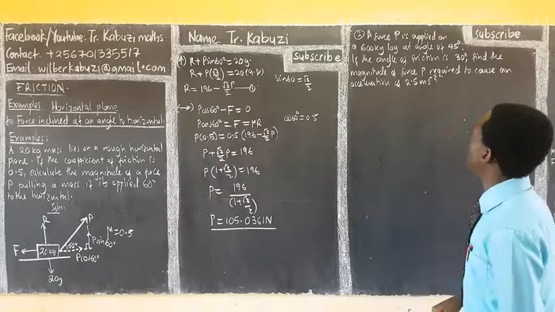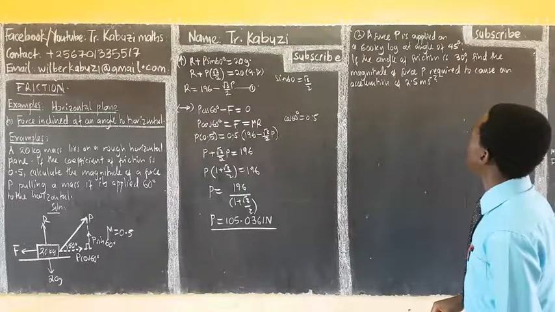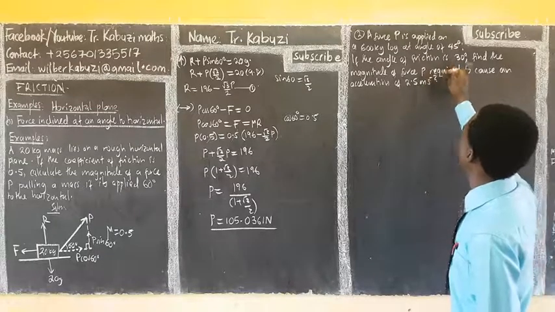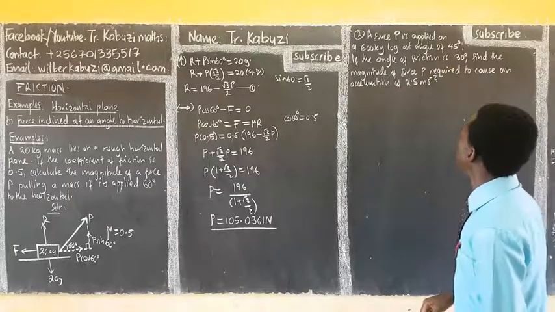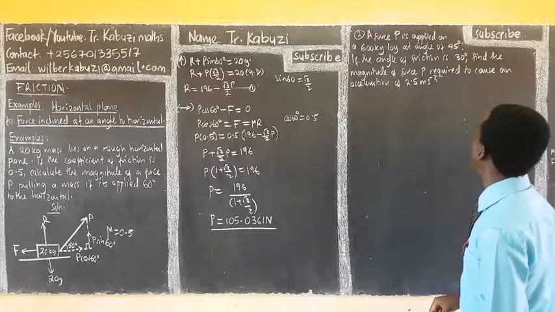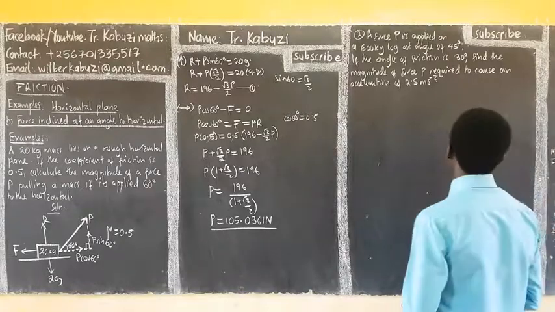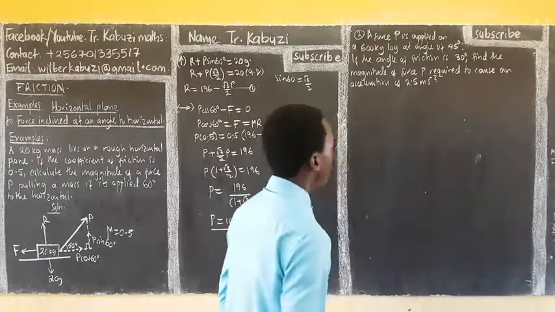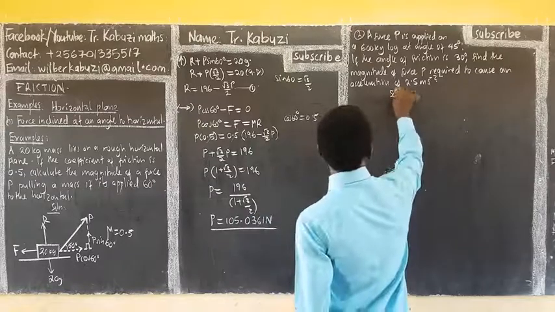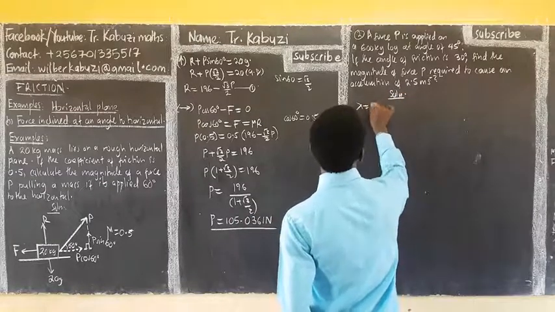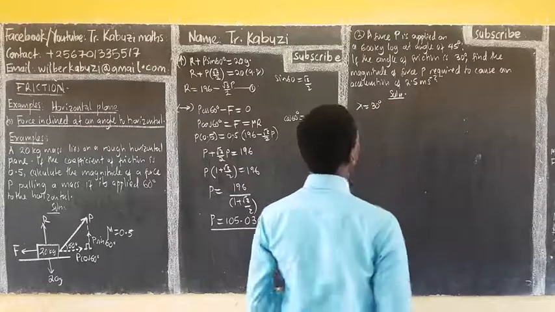A force P is applied on a 600 kg rod at an angle of 45 degrees. If the angle of friction is 30 degrees, find the magnitude of the force P required to cause an acceleration of 2.5 meters per second squared. So they are giving us the angle of friction, which is 30 degrees.